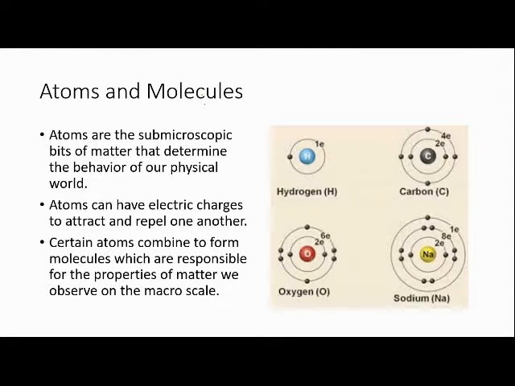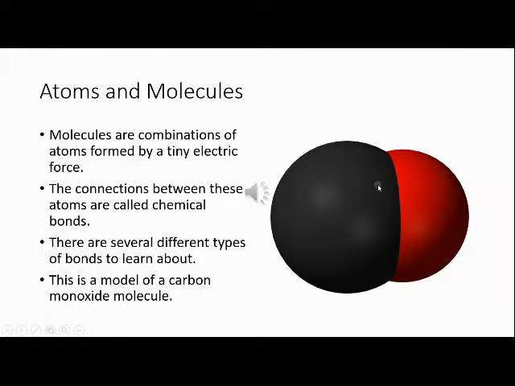So atoms are submicroscopic bits of matter that determine the behavior of our physical world. These atoms can have charges that attract and repel one another, and those atoms that have certain net positive or net negative electric charges can come together to form molecules. Molecules are just bigger particles than atoms that are formed from a combination of atoms, and those molecules are typically responsible for the properties of matter we observe in the universe.